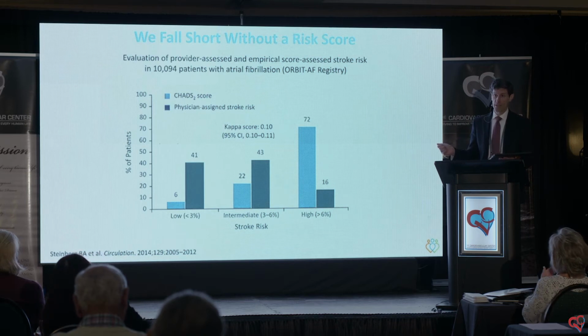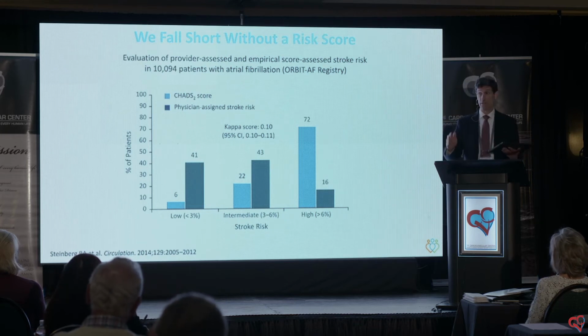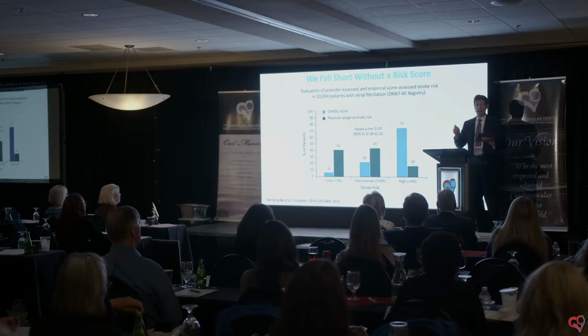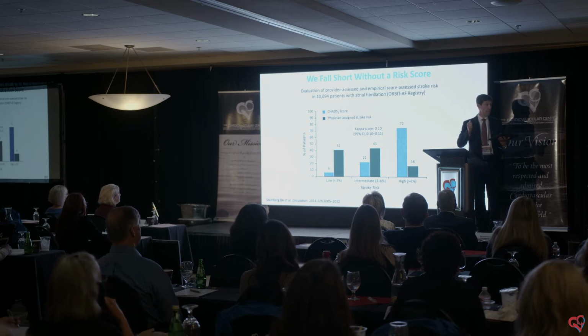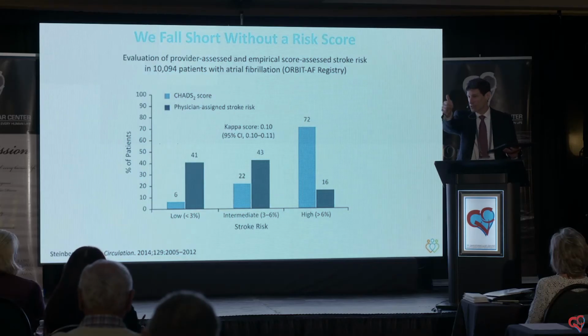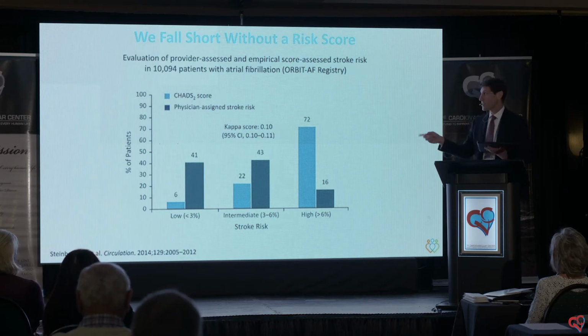This is an elegant study. It's a rather simple study done by Ben Steinberg when he was at Duke, highlighting the fact that we as clinicians, and I mean that broadly, physicians, nurse practitioners, physician assistants, we and others don't do a very good job at assessing stroke or systemic embolism risk. We'll sit there and look out and say, that person looks high risk, that person looks low risk. And this is borne out by here.